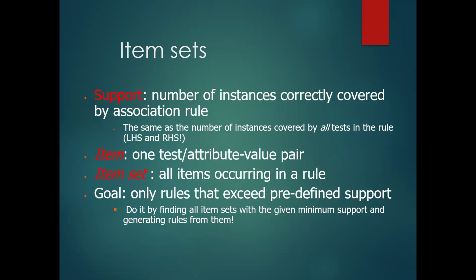So there are three things that we are going to discuss before we discuss how this works. First one is called support. Support means, when you create a set of rules, how many instances they cover. The item is one attribute value pair, which means if you take Outlook and, let's say, Sunny, you have an attribute value pair. When you take multiple, we call them item sets. So the idea is we are going to create a set of rules which exceed a predefined support value.